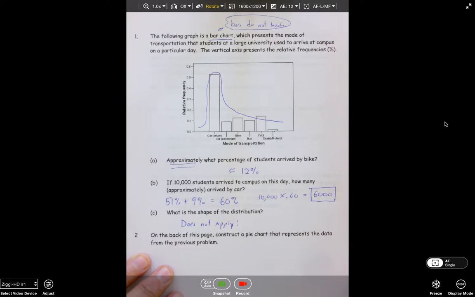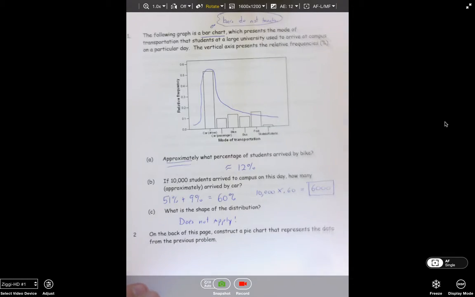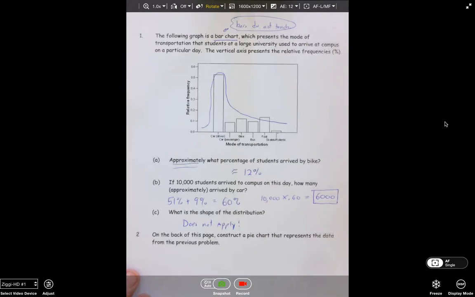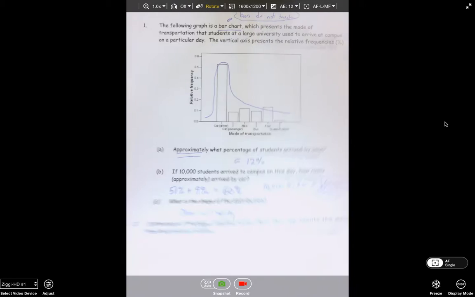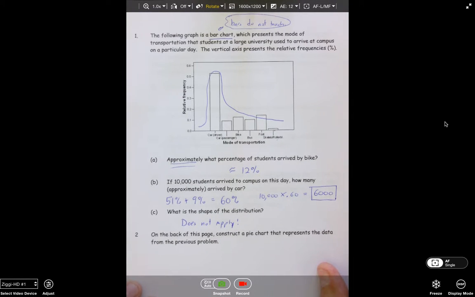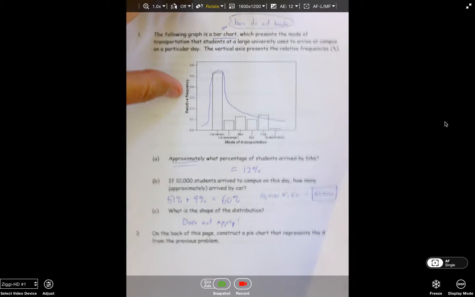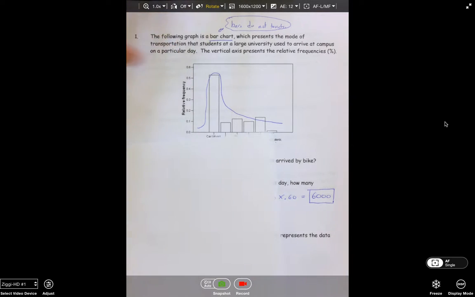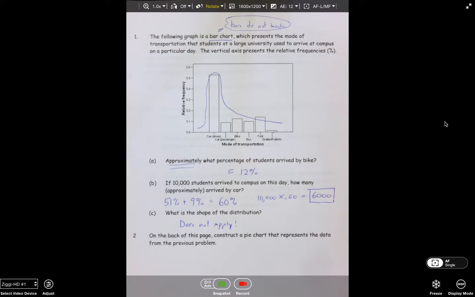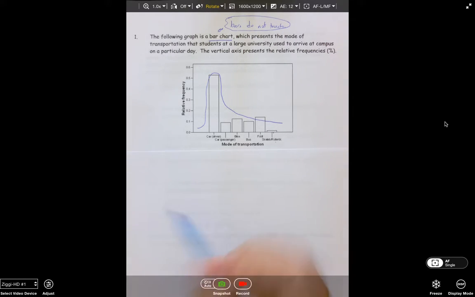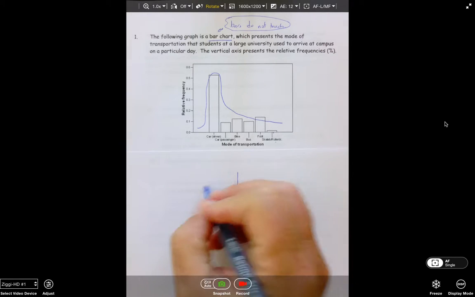Now on the back of the page, construct a pie chart. And I wish I hadn't done this because I hate doing this stuff. But oh well. I think it's going to be kind of worth it. Let me get my paper straight here to go through one of these with you. So the first thing that I would do, again, because a pie chart deals with percentage, the first thing that I would do is I would try to get the percentages.